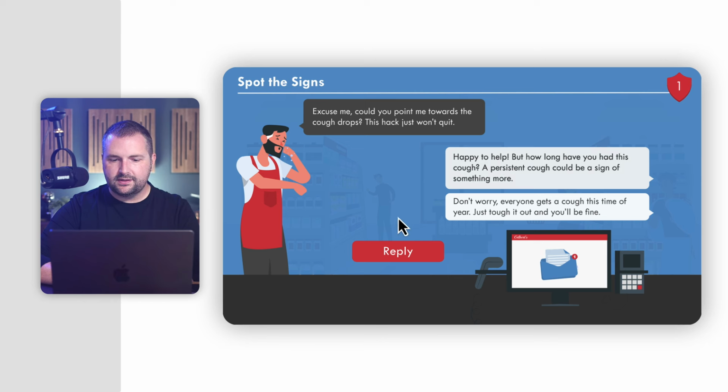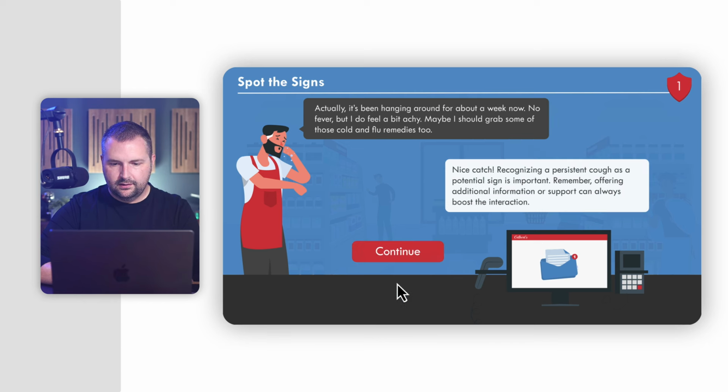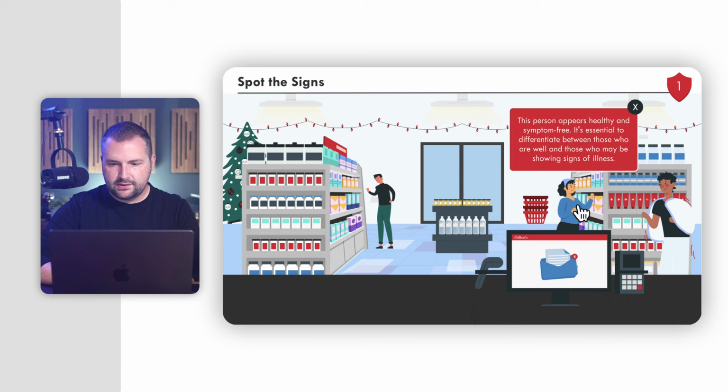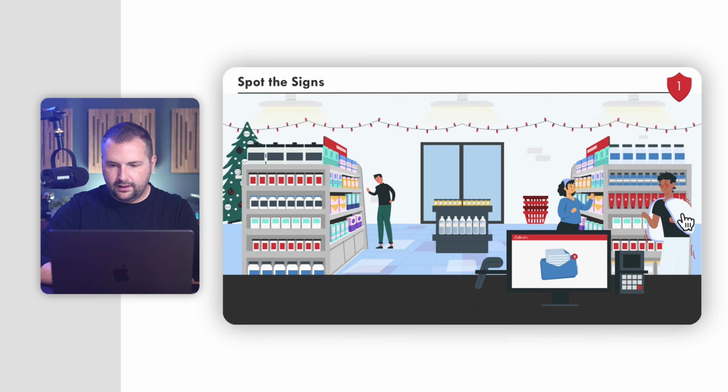Obviously, we have a cough here, so I'll select that. Click reply. Nice catch. Recognizing a persistent cough as a potential sign is important. Remember, offering additional information or support can always boost the interaction. Very good. Love this, these little scenarios here. We'll continue here. This one seems just fine. And then we have our final character here.